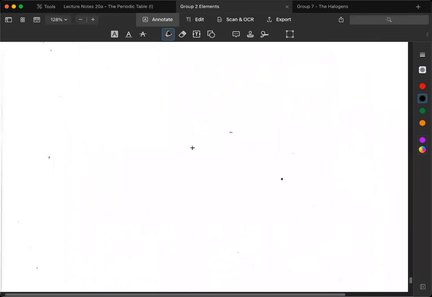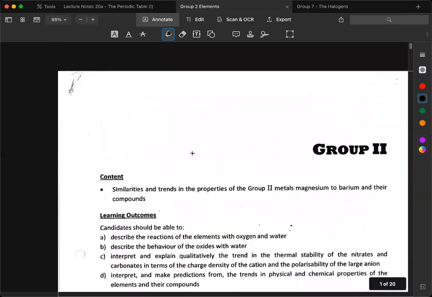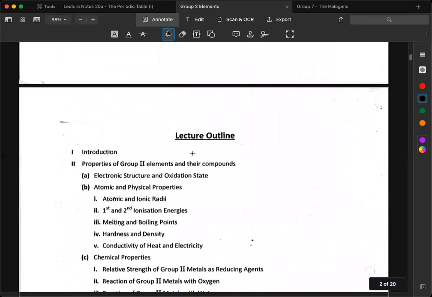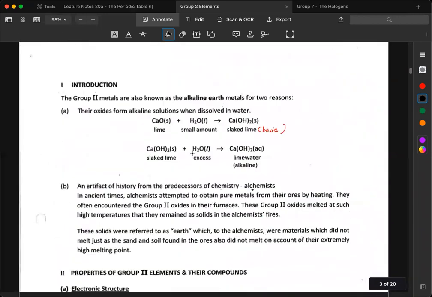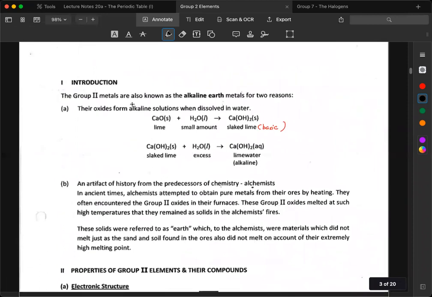Let's move on to group 2 elements. This is another long story. Group 2 metals, we have one lecture just on it, very special. It is known as the alkaline earth metals for 2 reasons. Number one, the oxides form alkaline solutions when dissolved in water. That's why they're called alkaline, like calcium oxide, calcium hydroxide.